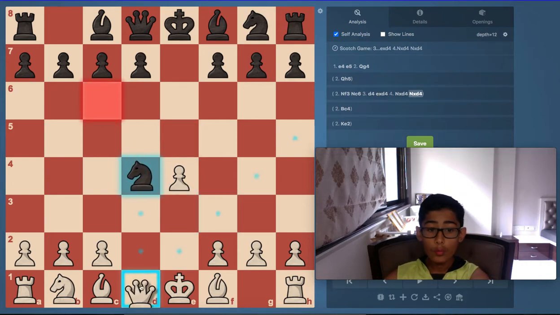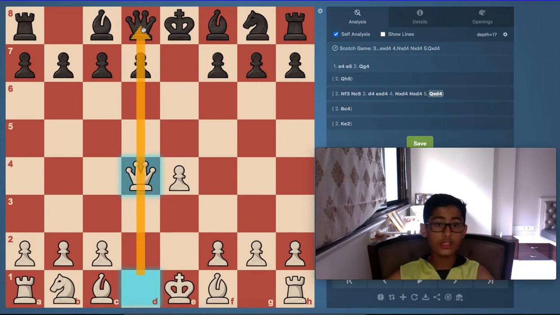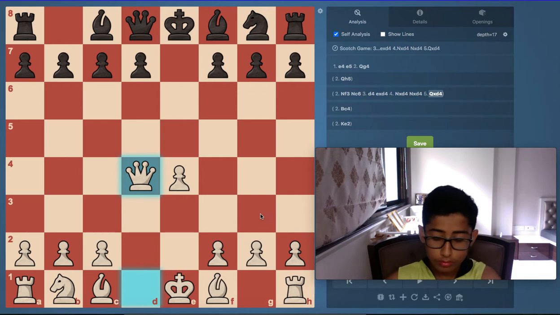And now we'll capture the queen. So it will be queen captures d4. Capital Q and x d4, because the d file and the fourth rank.